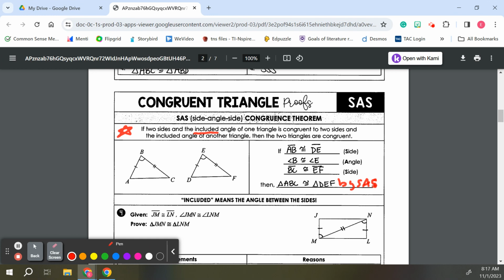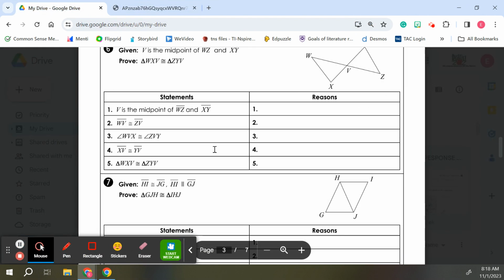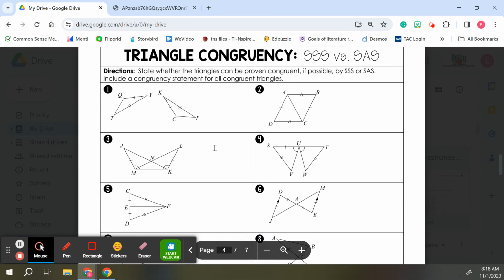Anybody still writing this down? Okay, take a look at your foldables. I want you to look at side, side, side, and side, angle, side. They're telling you that yes, you can prove triangles congruent using those two, and it shows you an idea of how it's supposed to look. Keep those open while we turn to the next page, triangle congruency. We're going to get back to the proofs in a few minutes. Right now, let's just look at triangle congruency.